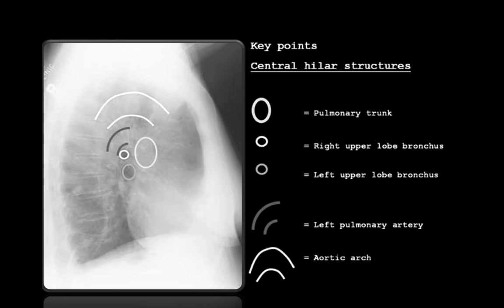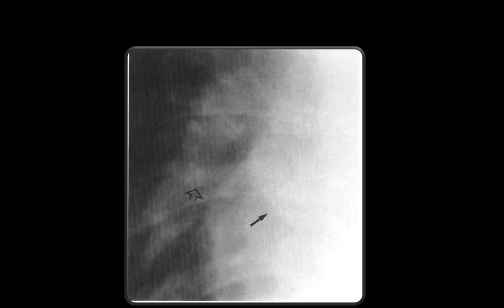Okay, so the key points are the central hilar structures. This is not quite common. I don't like this picture, and I don't measure this way, but I have to include it. The pulmonary trunk, the larger circle, and the right upper lobe bronchus, left upper lobe bronchus, and the pulmonary artery as well as the aortic artery. I think viewing so many frequent X-rays in lateral views, every clinician can imagine at the level of these structures. Okay, this is very important.